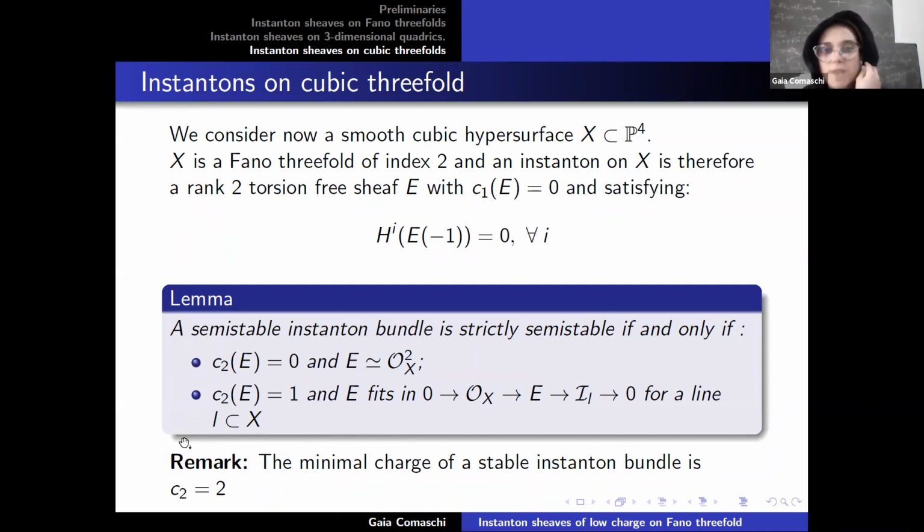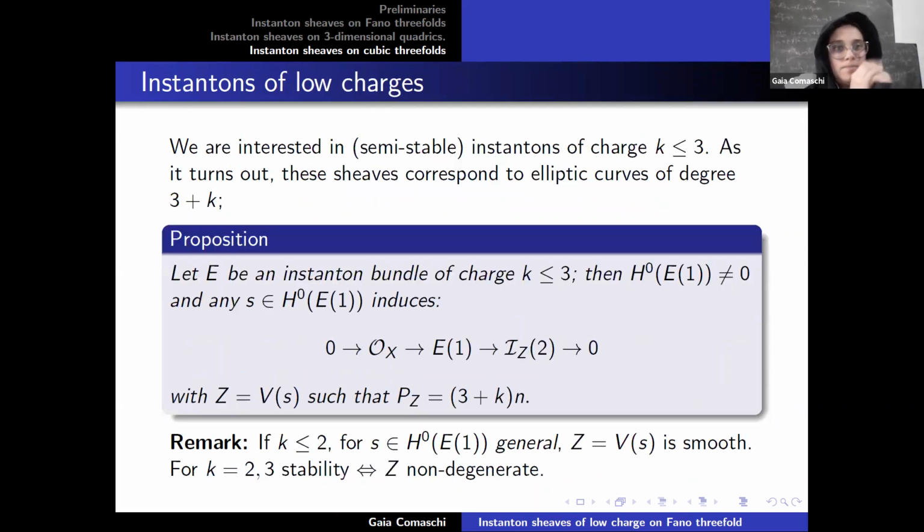From this, we deduce that for a stable instanton, the minimal charge is equal to 2. And our main aim is to understand the behavior of instantons of charge less than or equal to 3. And it turns out that these sheaves always correspond to elliptic curves on X having degree 3 plus k.